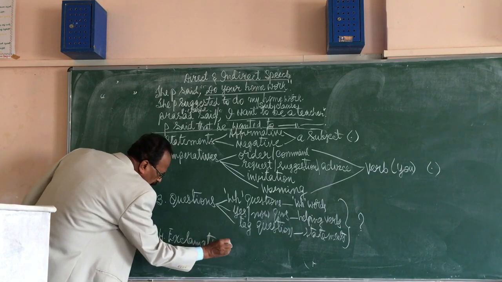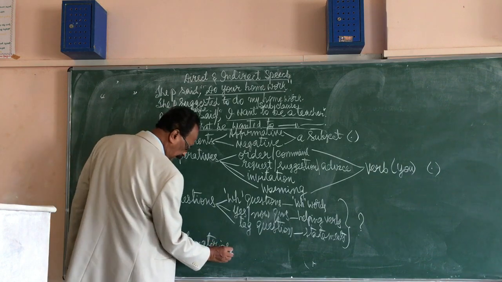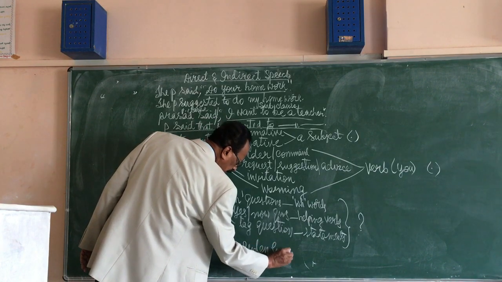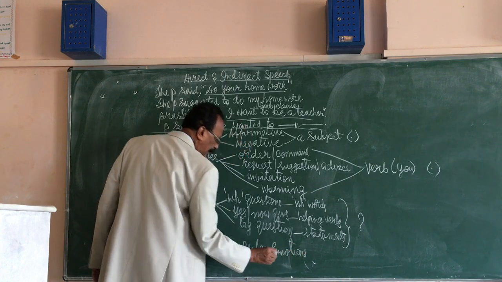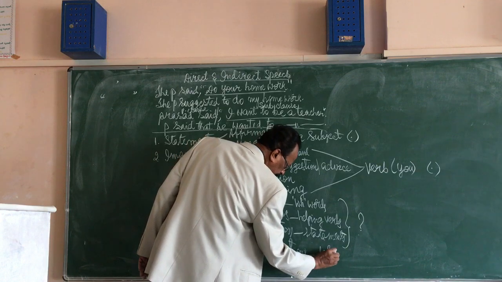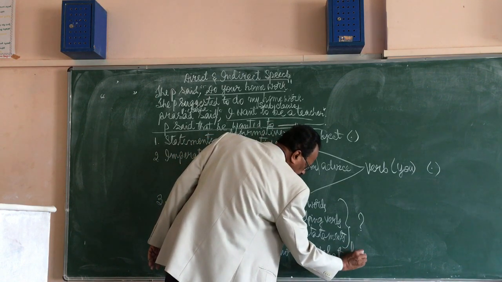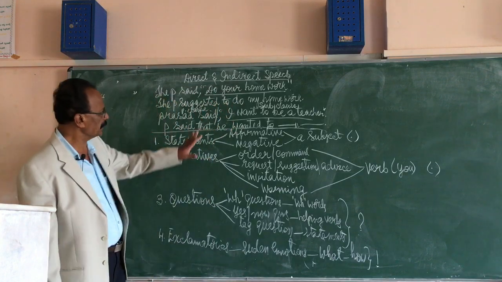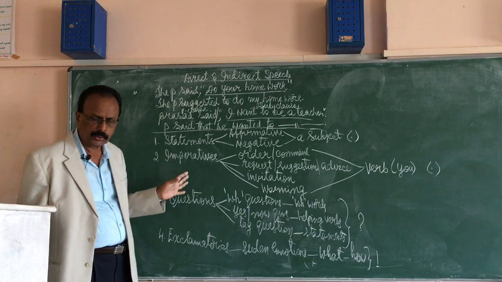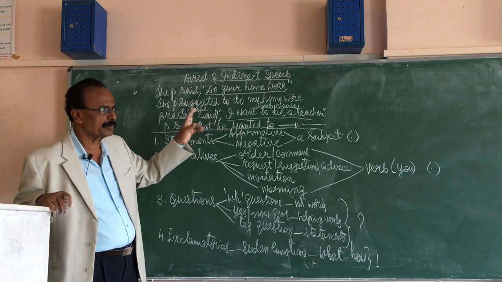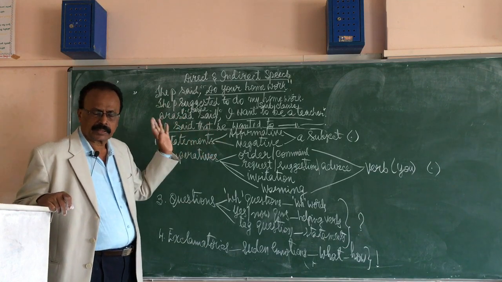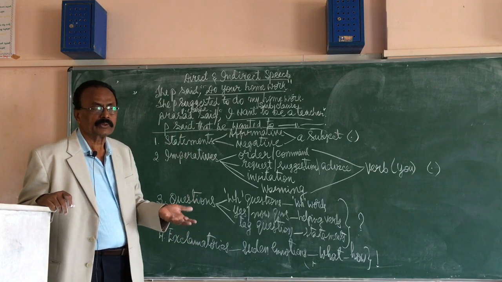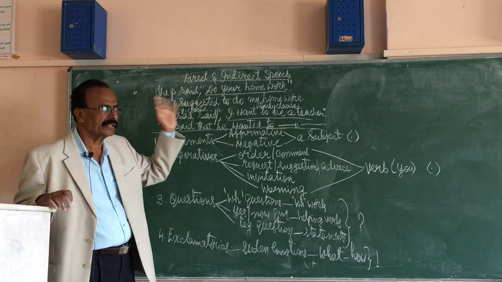You may use exclamatories also in direct speech. These exclamatories express your sudden emotions, and they begin with what or how, and they end with an exclamation mark. So these things you should bear in mind. You should know that the sentence inside the inverted commas should be either a statement, a question, an imperative, or an exclamatory. Depending upon that, you have to choose the way of changing the sentence from direct speech to indirect speech.